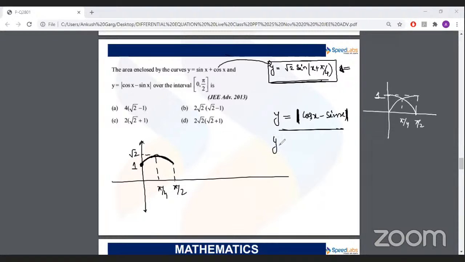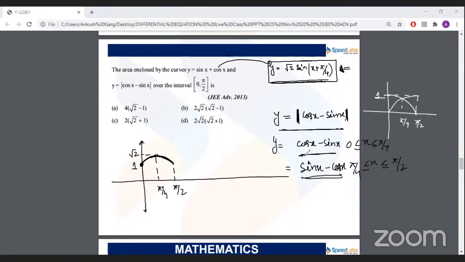So you can see this function will be as it is when x lies in between 0 to pi by 4, that is cos x minus sin x. And from pi by 4 to pi by 2, this will be minus of that, because cos x is now less. So with the mod, the minus sign applies and it becomes sin x minus cos x. So this is your function.